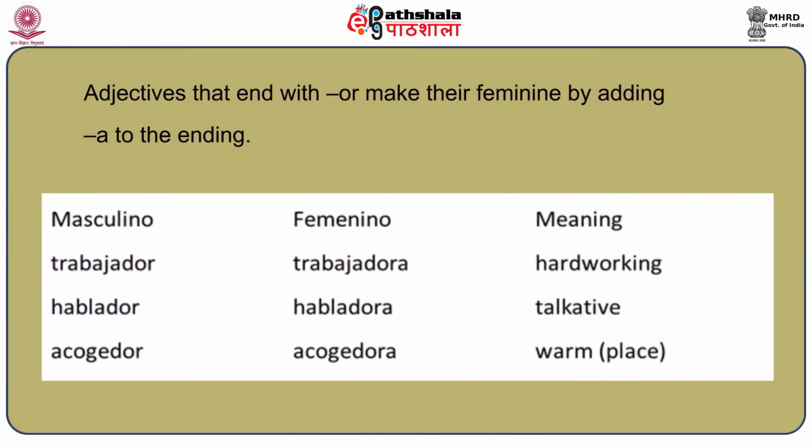For example, adjectives that end with or, we make their feminine by adding a to the ending. Let's see the masculine forms of these adjectives: trabajador, hablador, acogedor. So trabajador means hardworking. So for feminine we add a, as it is ending with r. Same way, hablador is talkative, so it becomes habladora for a feminine. And acogedor is warm, used for a place, so it becomes acogedora.